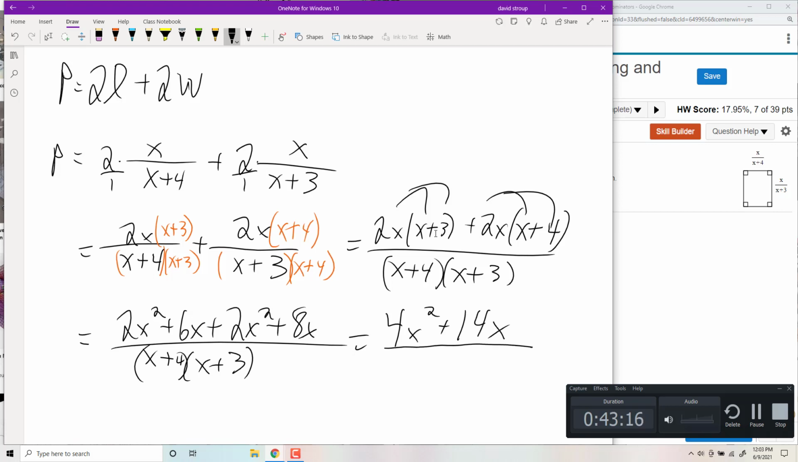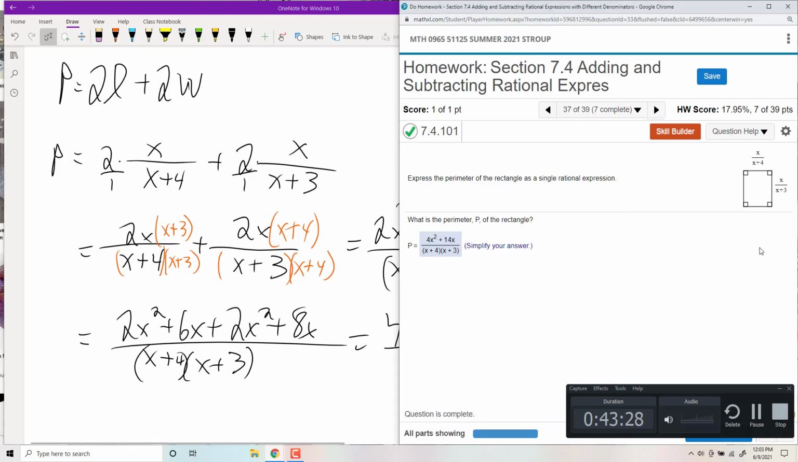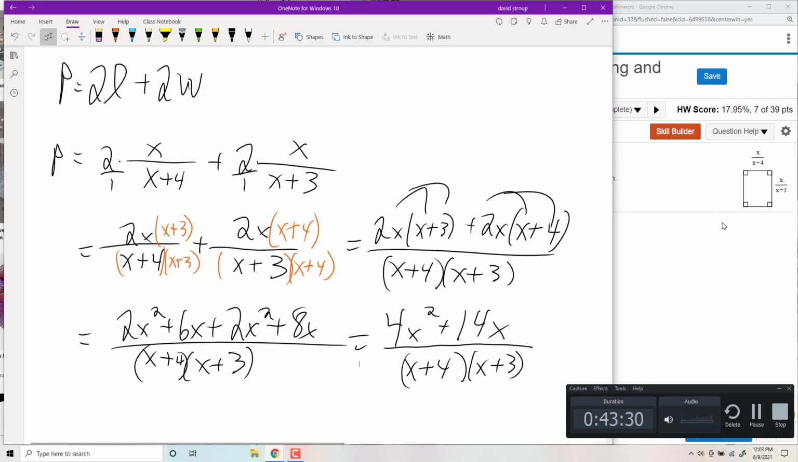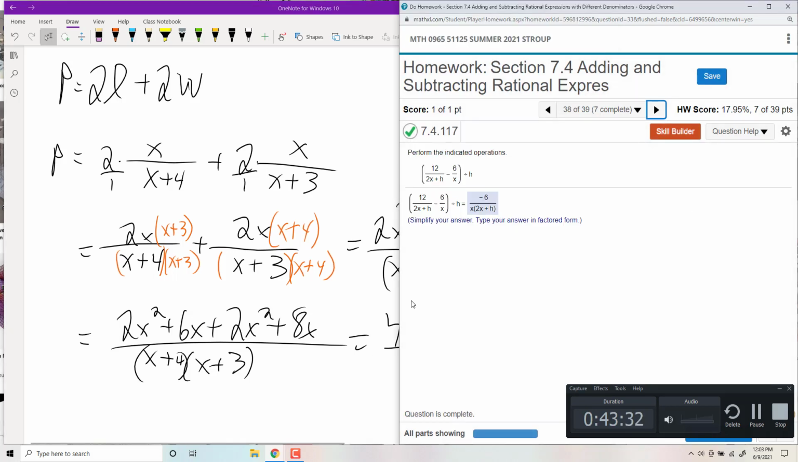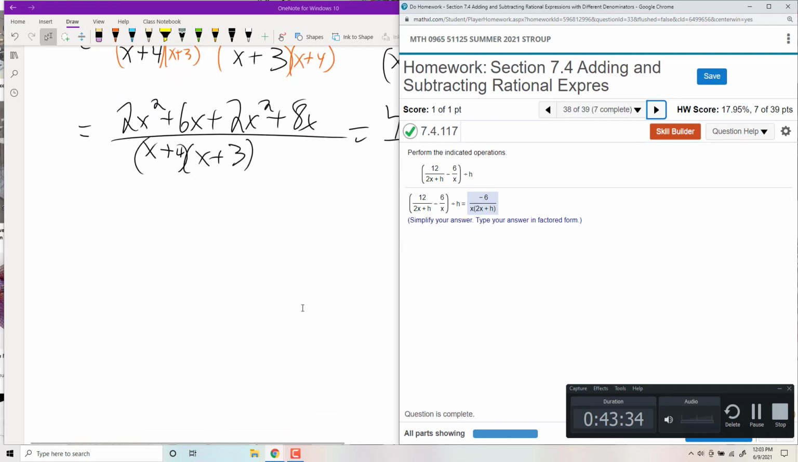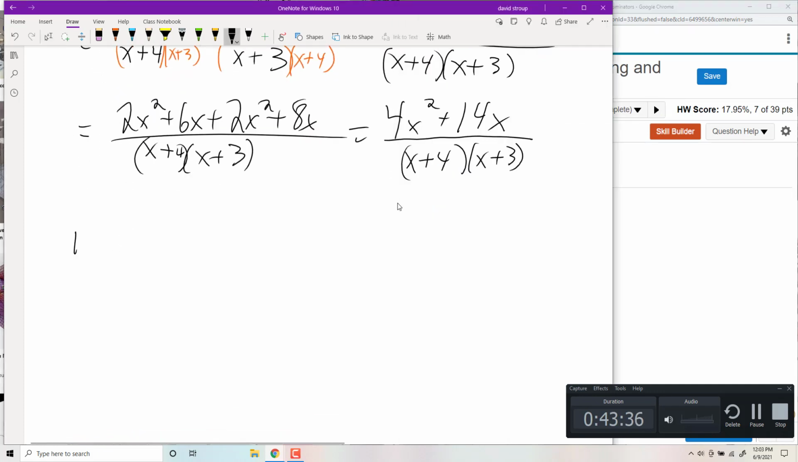And you could factor the numerator, but it's not going to do you any good. You'd end up like 2x plus 7 times x, and there's not going to be any common factors, so it's kind of what you're stuck with. Okay, next. Okay, so we got some different variables. We get the letter h involved.